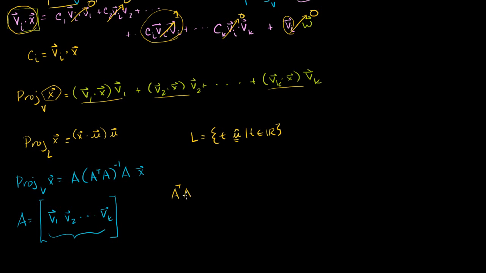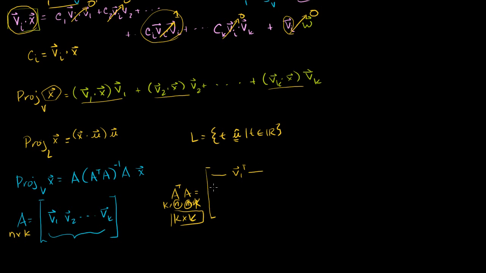A transpose A is going to be equal to what? It's going to be equal to A transpose times A. Let's think about this. These guys are members of Rn, so A is going to be an n by k matrix. If this is n by k, this guy right here, A transpose, is k by n, times an n by k. We're going to have a k by k product, right? K by n times n by k is going to be k by k. A transpose A is going to be k by k. And what is A transpose equal to? Well, each of these columns is going to become a row. So the first row here is going to be v1 transpose.